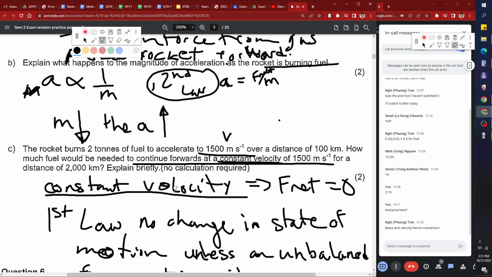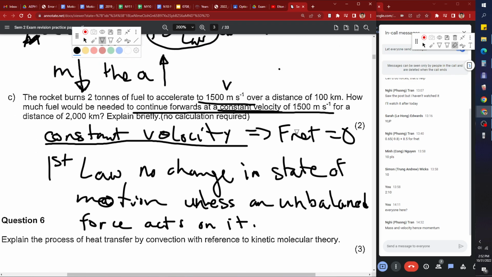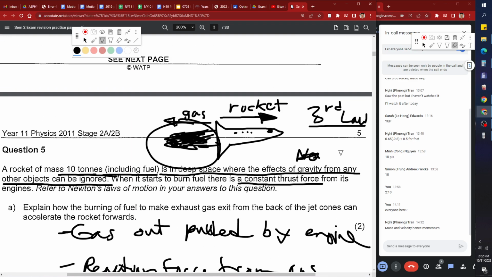You don't need to burn any more fuel because there is nothing slowing you down. There are no other forces. You're already moving at that 1,500 meters per second. You don't need to change it, and nothing is going to slow you down. A little bit tricky, but it's understanding those 3 laws of Newton's laws of motion. Any questions about these 3 guys?